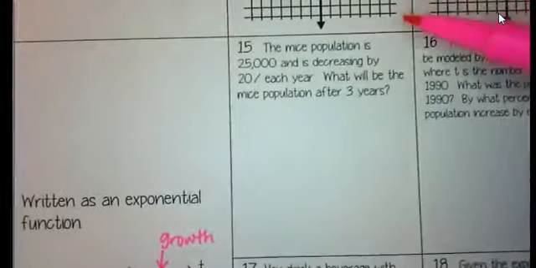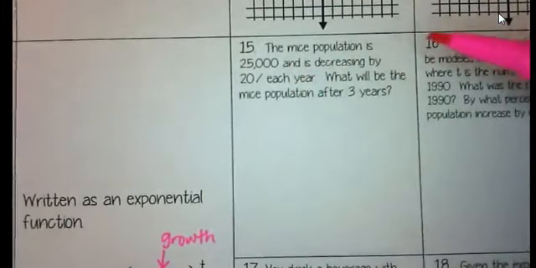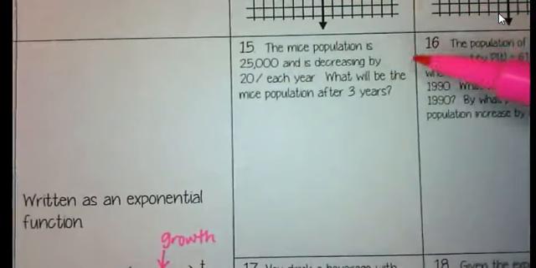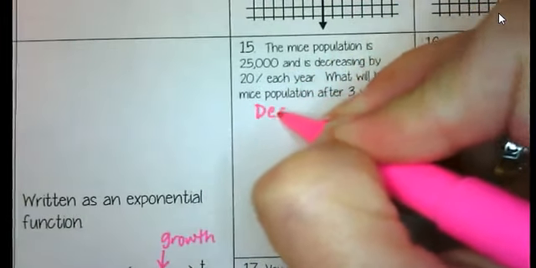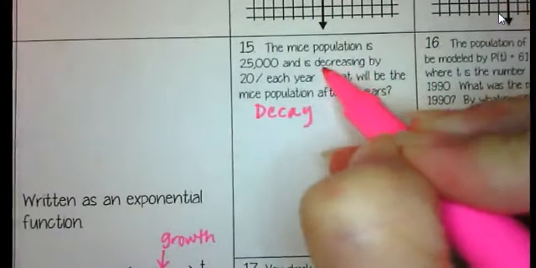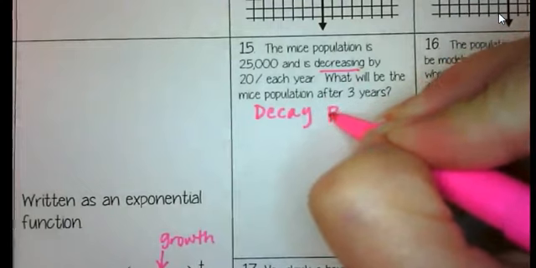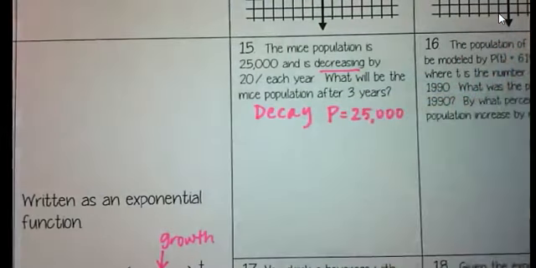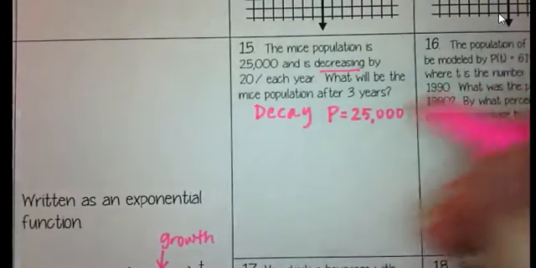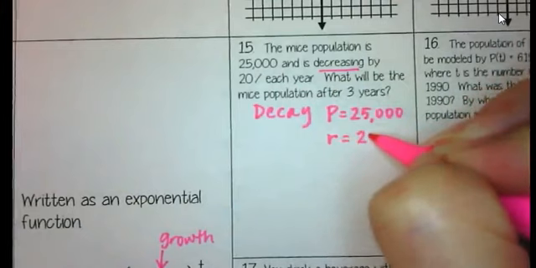Okay, number 15, here we go. The mice population is 25,000 and is decreasing by 20% each year. What will be the mice population after 3 years? So first of all, I can tell this is a decay because it mentioned decreasing. All right, I know that the starting value is 25,000 mice, and the R is 20%.